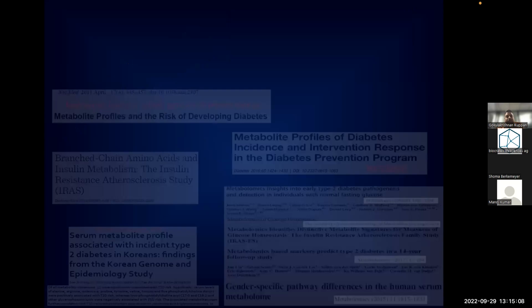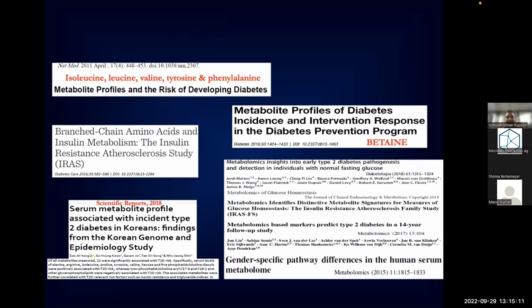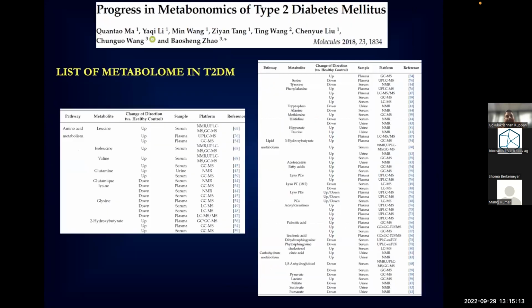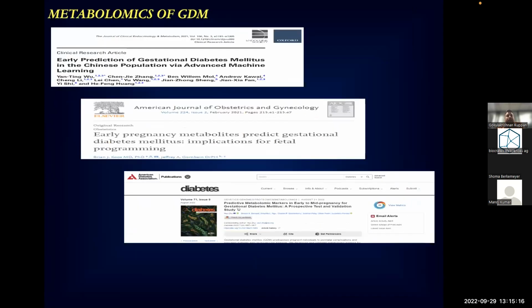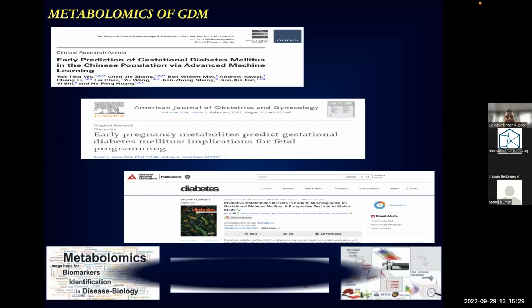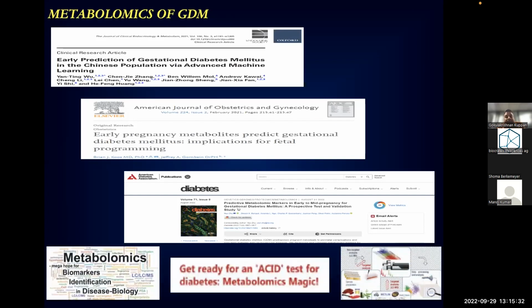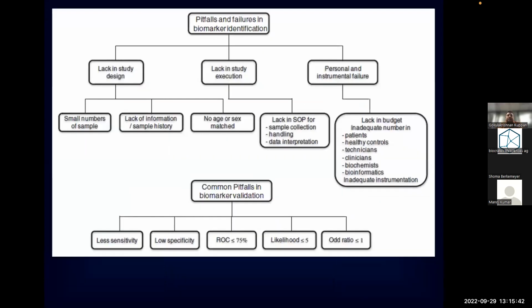And later on, many papers have been published in the metabolomics field in relation to type 2 diabetes, and also on the metabolomics of GDM. There are recent papers published in Diabetes and the American Journal of Obstetrics and Gynecology, which show that there is a specific metabolite which plays an important role in GDM. So we should get ready for an acid test for diabetes. It's a metabolomic magic.